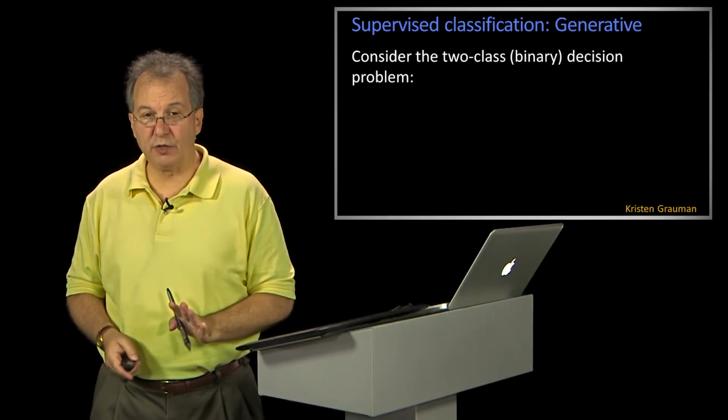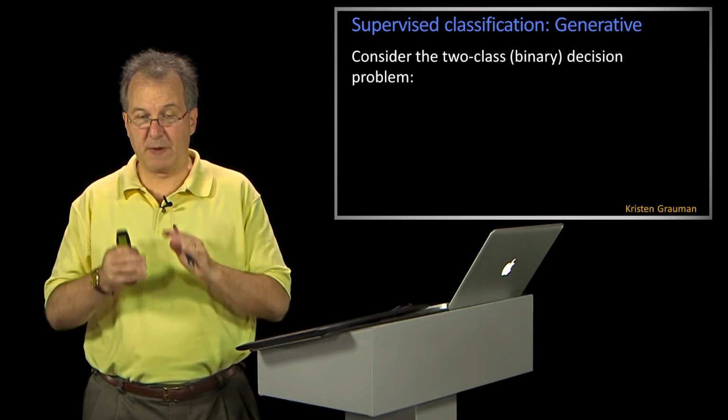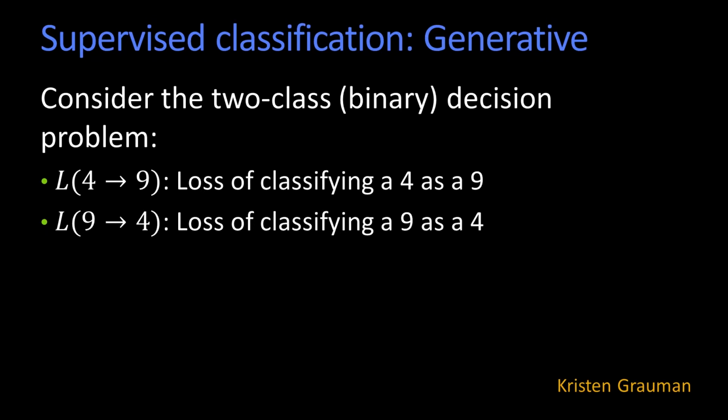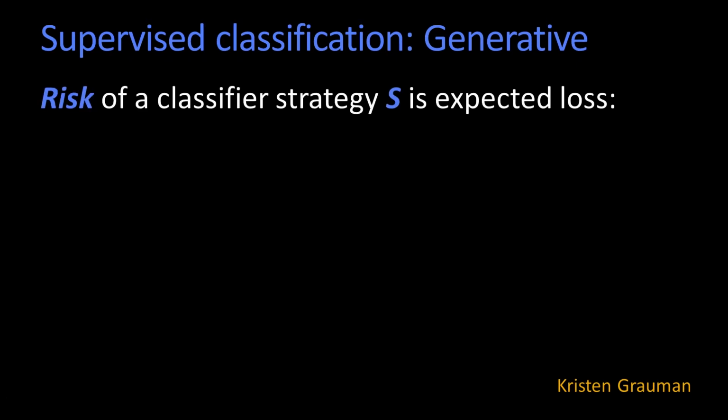So let's consider the two-class binary classification problem. Remember, we just had 4s and 9s. So we have two kinds of losses, all right? So that's what this L means. And L of 4, 9 is the loss of classifying a 4 as a 9. And conversely, L of 9 to 4 is the loss of classifying a 9 as a 4. Okay? Pretty straightforward. Risk is your expected cost.